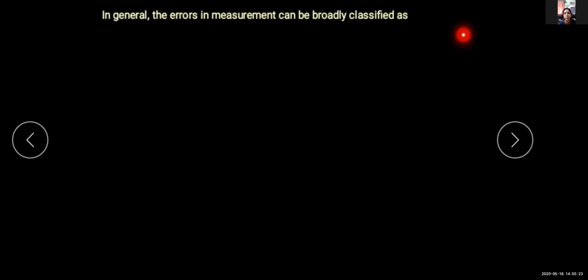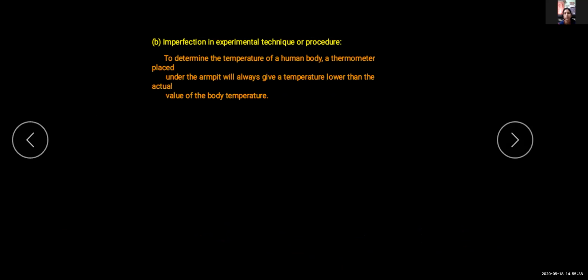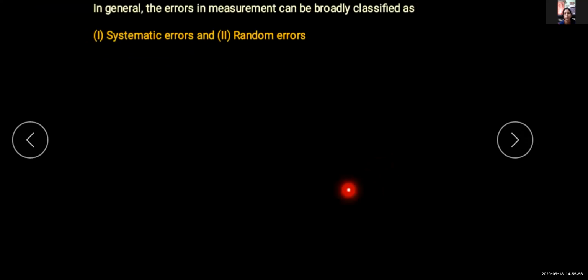So it was something about accuracy and precision. Now, in general, the error in measurement can be broadly classified. Classification of error: error can be classified into two parts, systematic error and random error.